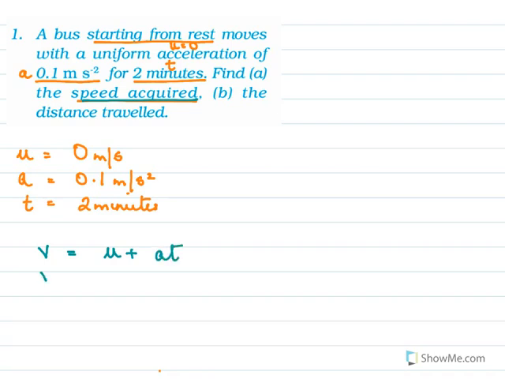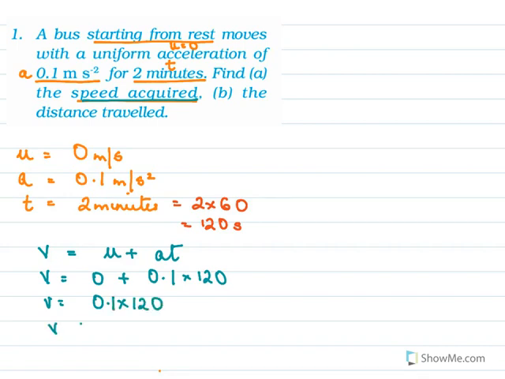So first we go about finding the v, that is speed acquired. So v equal to u plus at. So v equal to u plus a, which is 0.1. Now for t we cannot use 2 minutes. We've got to convert it into seconds. So that is 2 into 60, 120 seconds. So here we'll put 120. So v equal to 0.1 into 120, and that becomes 12 meters per second.